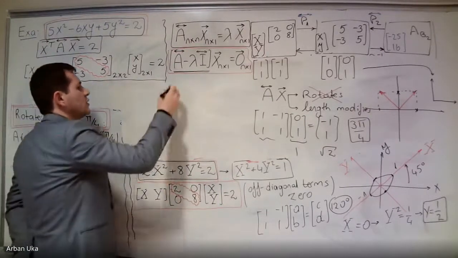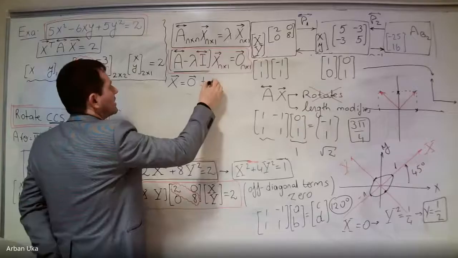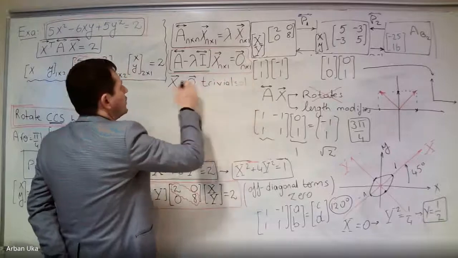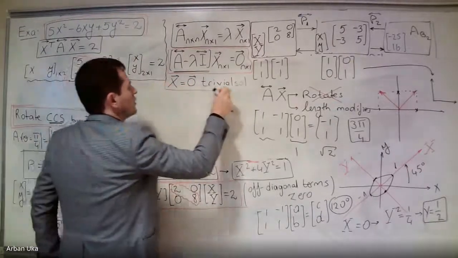What is the first solution that comes to our mind? X equals 0, which is the trivial solution. Now, we don't want the trivial solution. We want a more general solution, okay? So we don't want this.